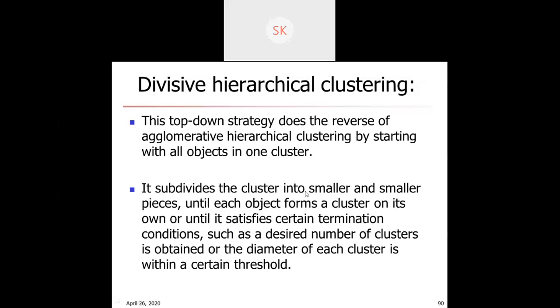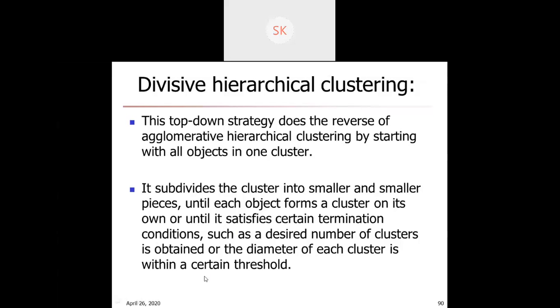So it subdivides the cluster into smaller and smaller pieces until each object forms a cluster on its own, or until it satisfies certain termination conditions, such as a desired number of clusters being obtained or the diameter of each cluster being within a certain threshold. So what will the termination criteria be? The first one will be the number of clusters. At the start, all objects are in one cluster, then we split it with respect to whatever number of clusters you want, right? So the termination will be whatever number of clusters was decided.